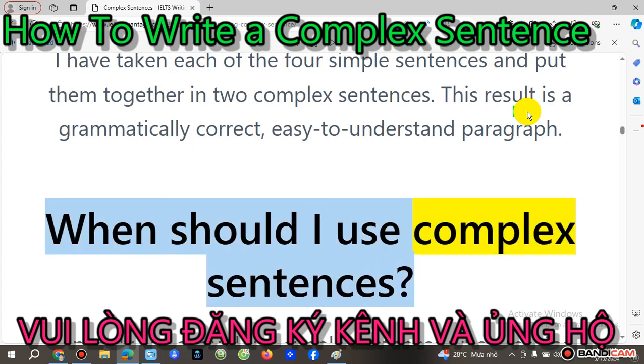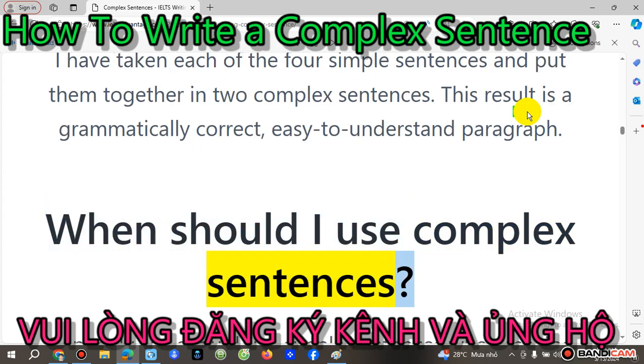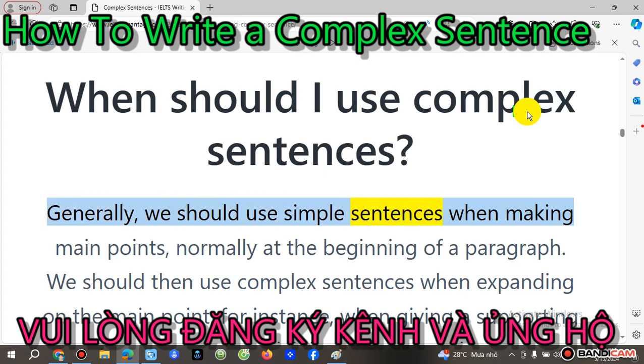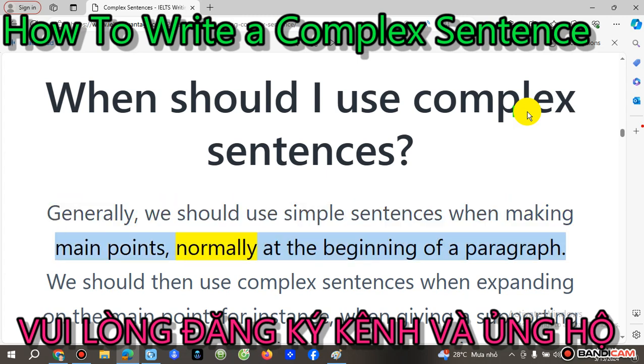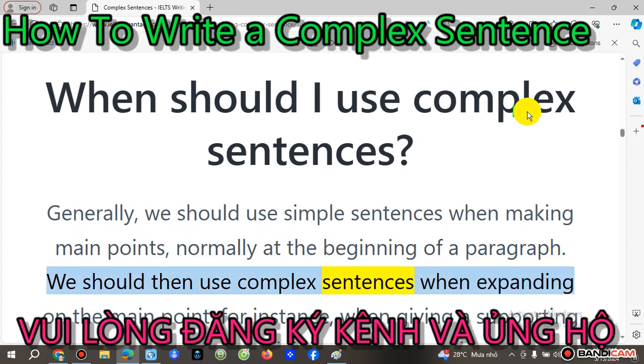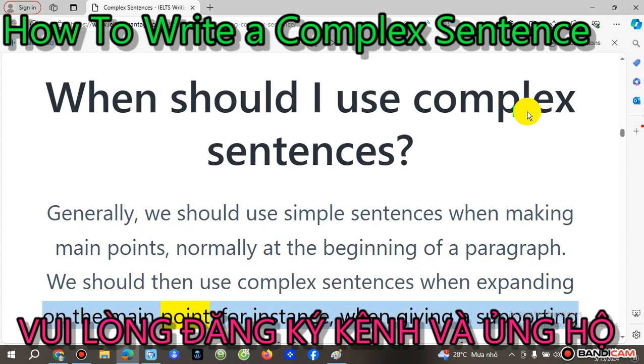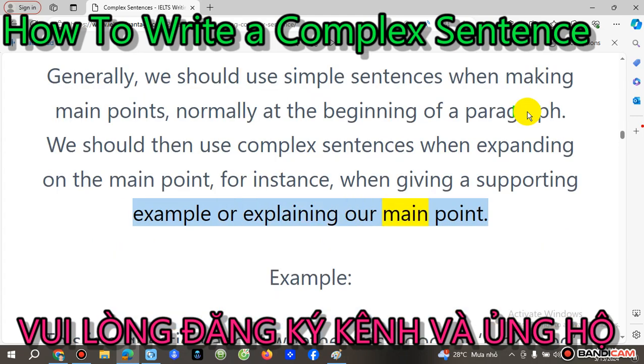When should I use complex sentences? Generally, we should use simple sentences when making main points, normally at the beginning of a paragraph. We should then use complex sentences when expanding on the main point, for instance, when giving a supporting example or explaining our main point. Example.